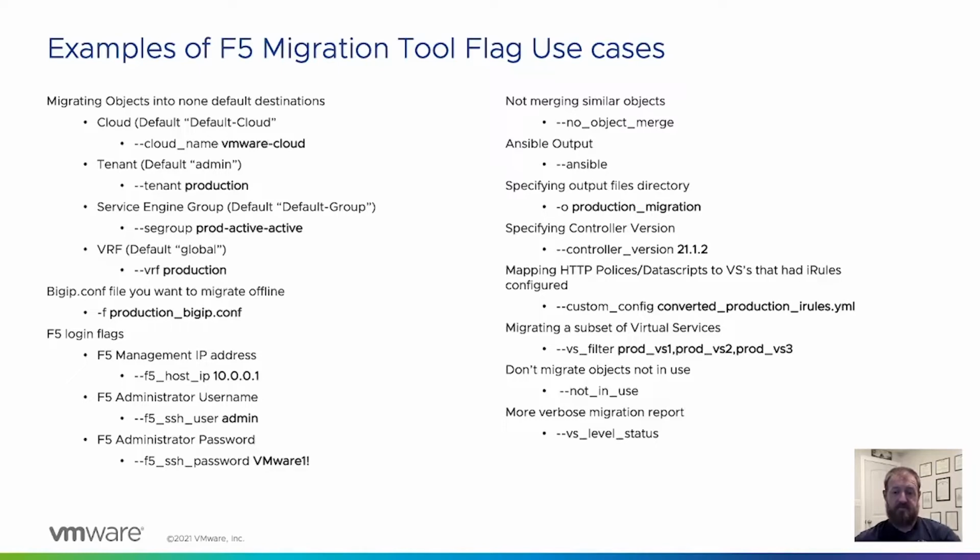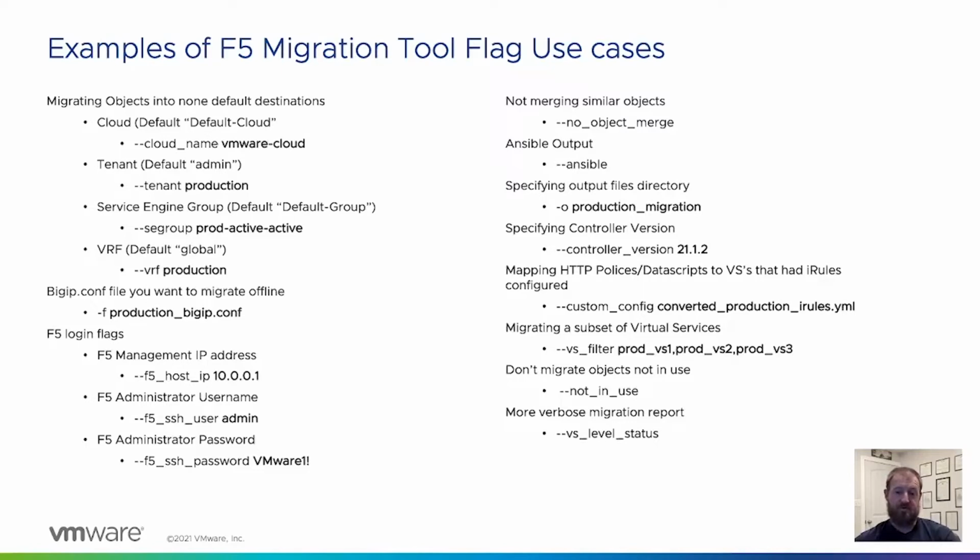If you would like to import the config using Ansible, use the Ansible flag. To place all the output files into a specific directory, use the -o flag and specify a directory name. The tool will create this new directory while it's running. API version is important, so always use the controller version flag.